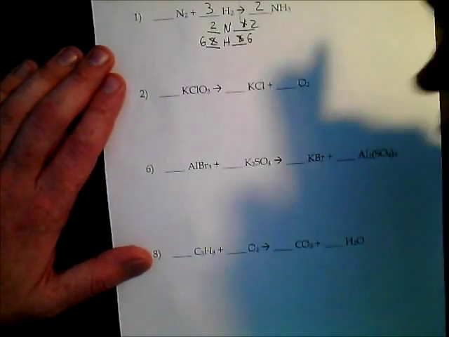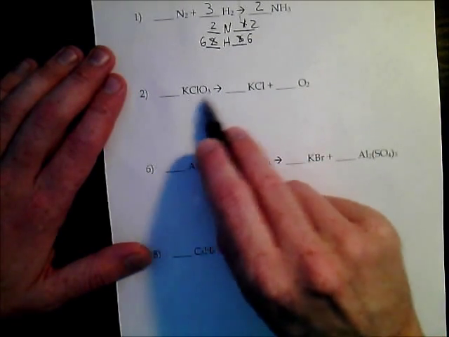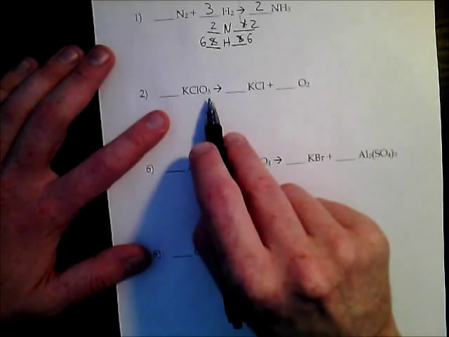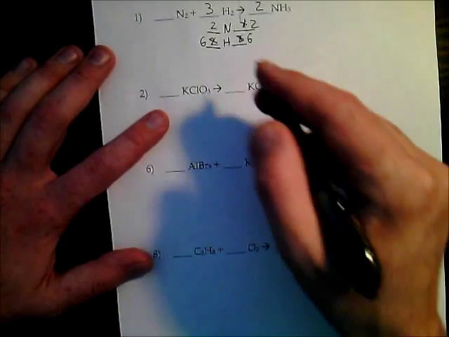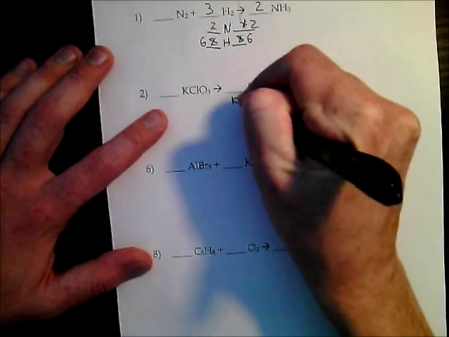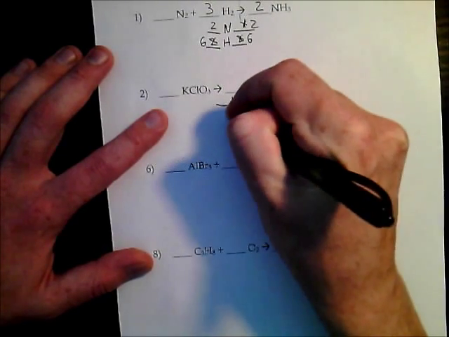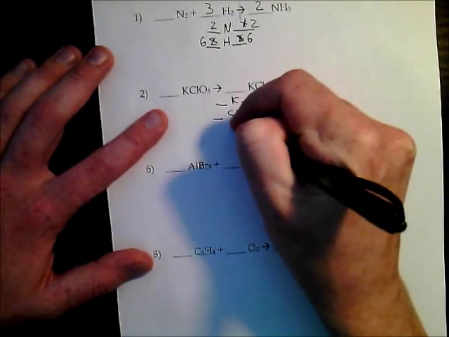Let's take a look at another example. So this is a decomposition reaction. Again, this is still the reactants on this side, this is the products on this side. This time we got 3 different things. We got potassium, we got chlorine, and we got oxygen.